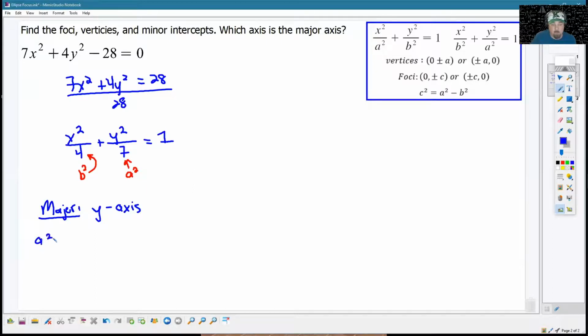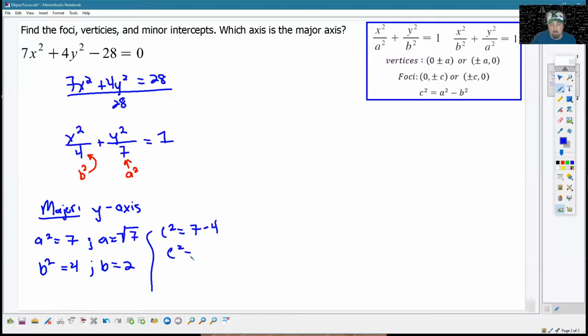So if a squared is 7, that means that a is just the square root of 7, because 7's prime. b squared is 4. That means that b is 2. And come over here and do this other one. c squared is going to equal 7 minus 4, which is 3. So that means c is the square root of 3, because 3 is prime again.